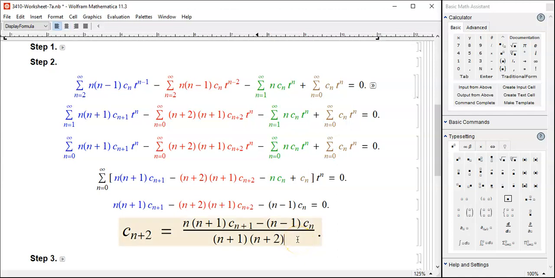How do we deal with this recursive equation? Let's discuss it in a separate video. For now, let's stop here.